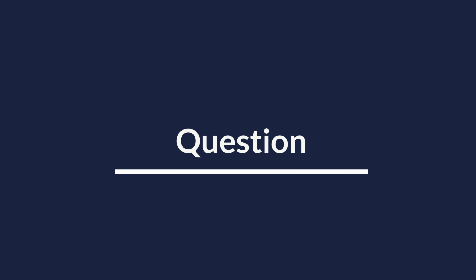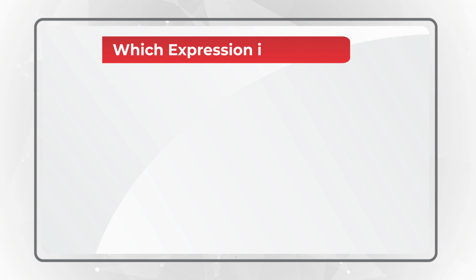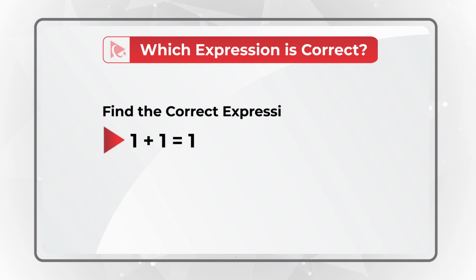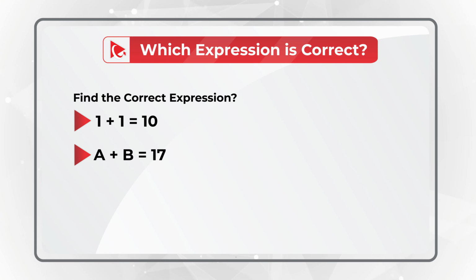Here's a very unusual question which is frequently used in a test. You need to find the correct expression, and you're presented with choices 1 plus 1 equals 10, and second choice, A plus B equals 17. You have 4 different options to choose from.